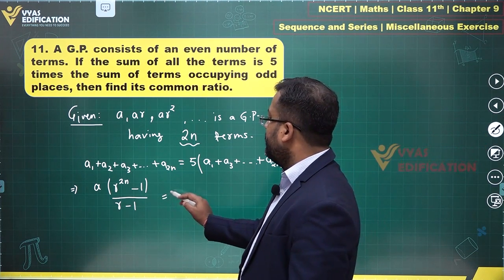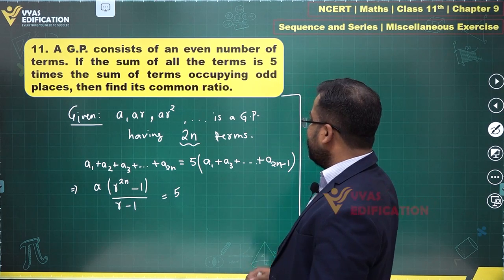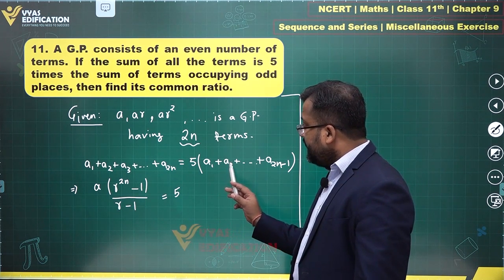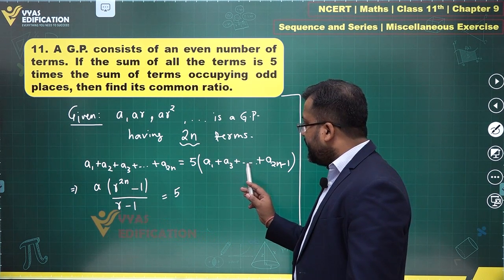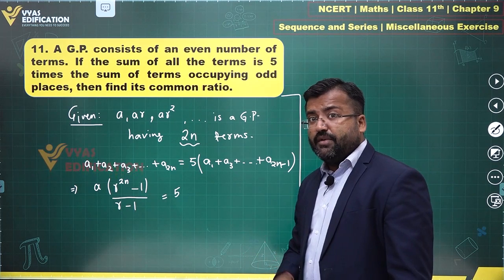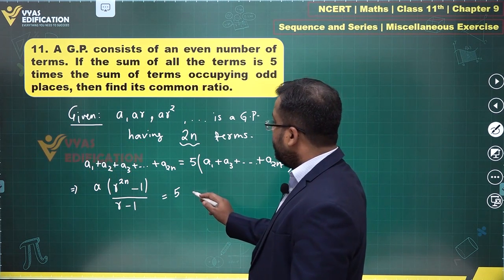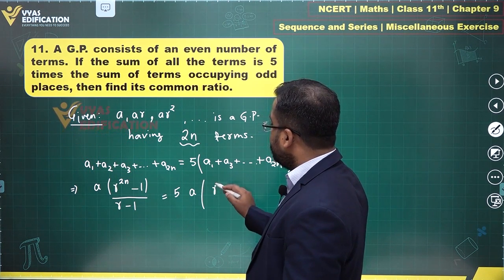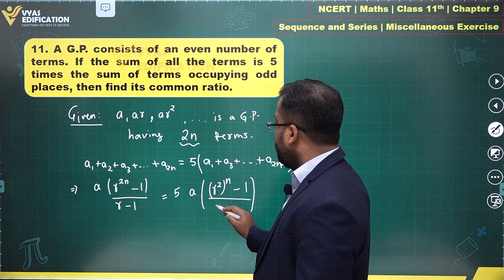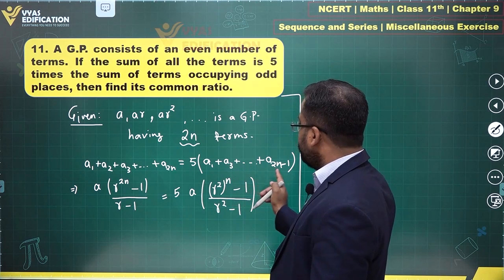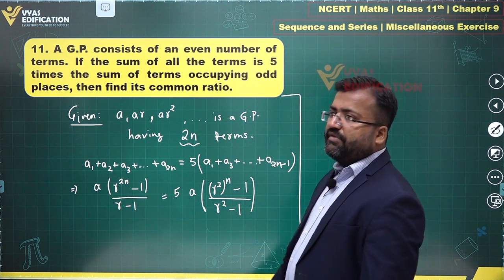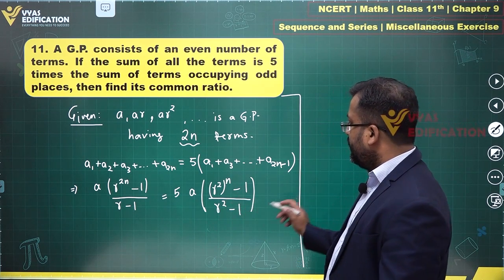This is 5 times, this is a1, a3. Okay. Do you see that a1, a3, you multiply with r square, you multiply with r square, you multiply with r square. So this is also a geometric progression. First term a1, common ratio is r square, power number of terms minus 1 upon common ratio minus 1. Number of terms is just half, because the total number of terms is even. We just consider odd terms. The total number of terms will be n. That's important.